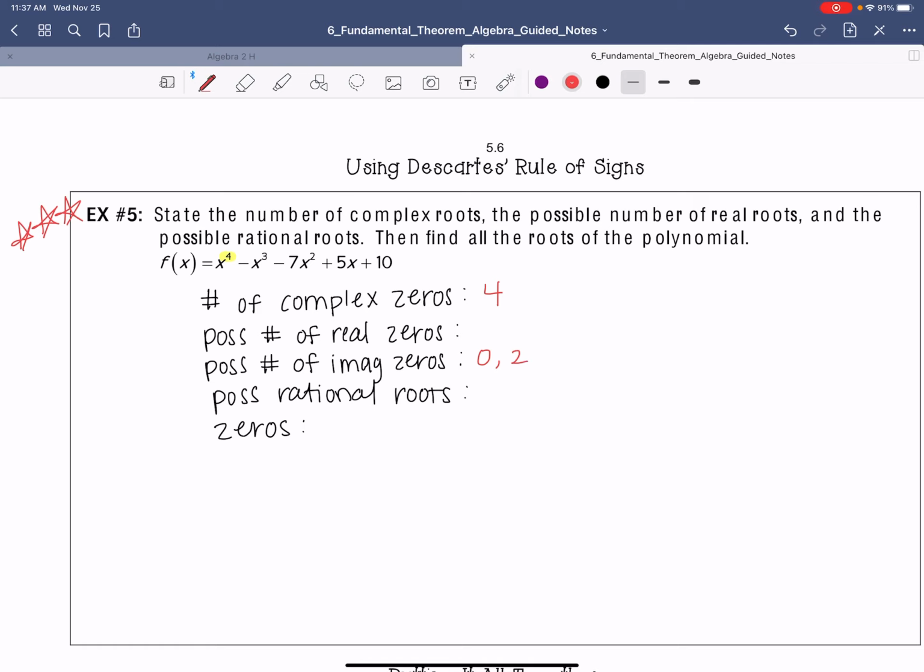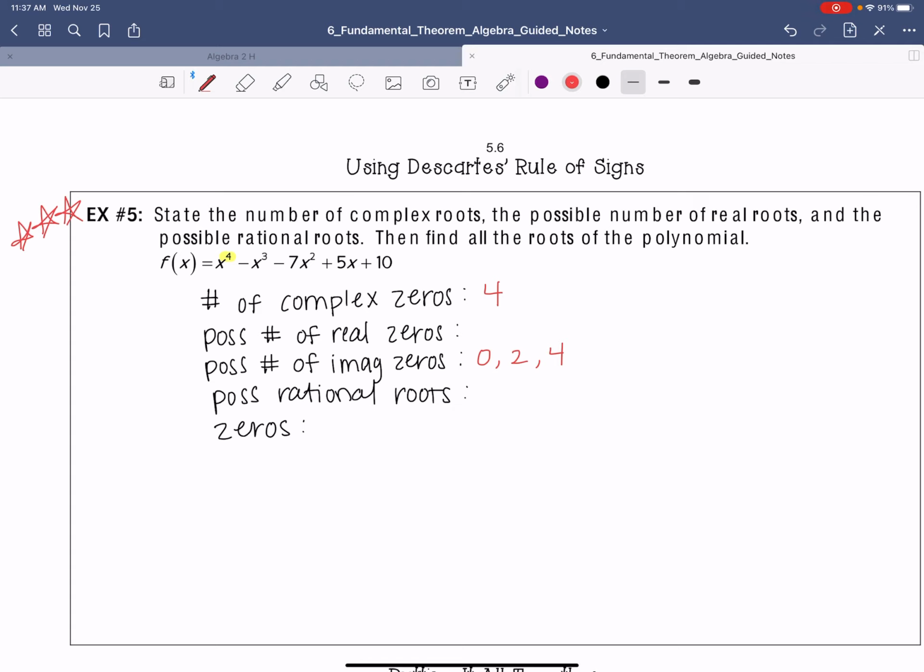Or I could have 2 of them. You can't have 1. You'll never have 1. You'll never have 3. You'll never have 5 because they always come in pairs. So then I could have 2 of them, and then I could have 4 of them. All 4 could be imaginary, possibly. I'm not going to have 6 of them because the most I'm going to have is 4, because this is a 4th degree polynomial, which means it has a total of 4 zeros. You can't have 6, you can't have 8, you can't have 10.